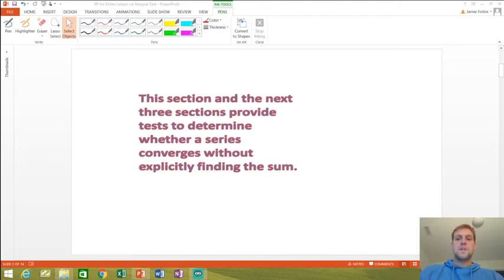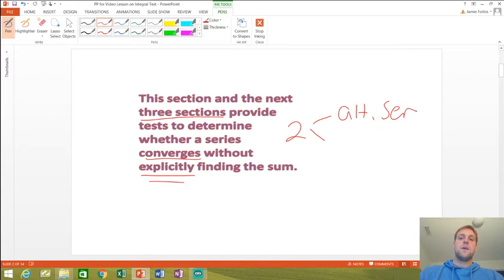In this section, and the next three sections, of which we've already covered two, they're going to provide tests to determine whether a series converges without explicitly finding the sum. We've already learned two of them: the alternating series test and the ratio test. We also know the root test. We know the test for divergence, and that's about it.